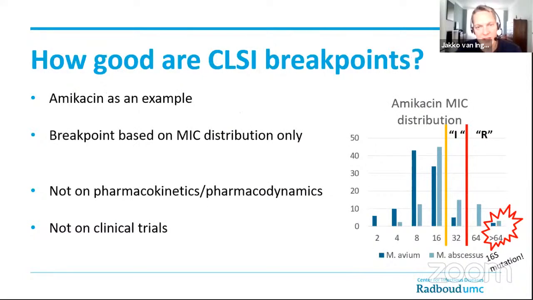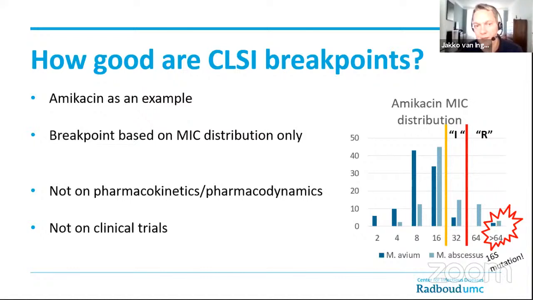So, as I said, breakpoints exist. CLSI has published breakpoints for a lot of drugs, and I've taken the example of amikacin. Well, the breakpoint really is based just on MIC distributions. By chance, it aligns pretty well with mutational resistance. So if you have the famous 16S mutation, the MIC is way above the breakpoint for resistance. It has not been based on formal studies of pharmacokinetics and pharmacodynamics.